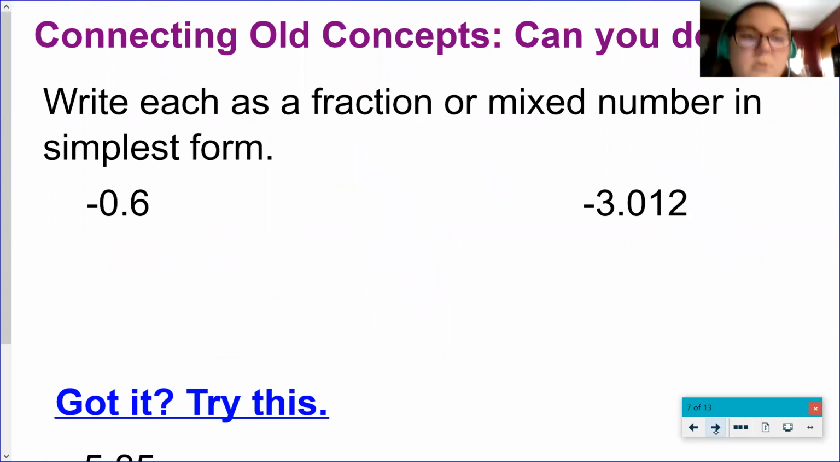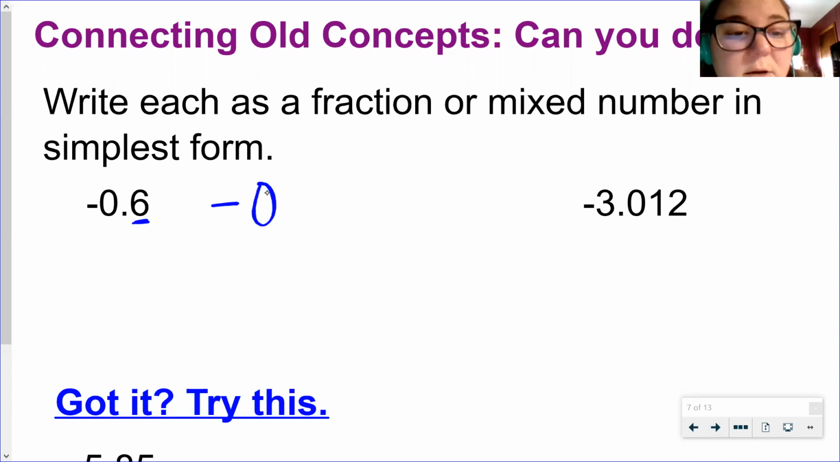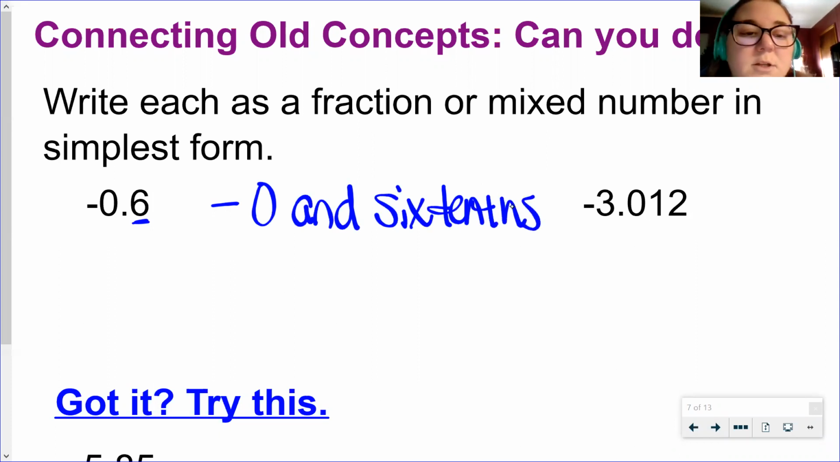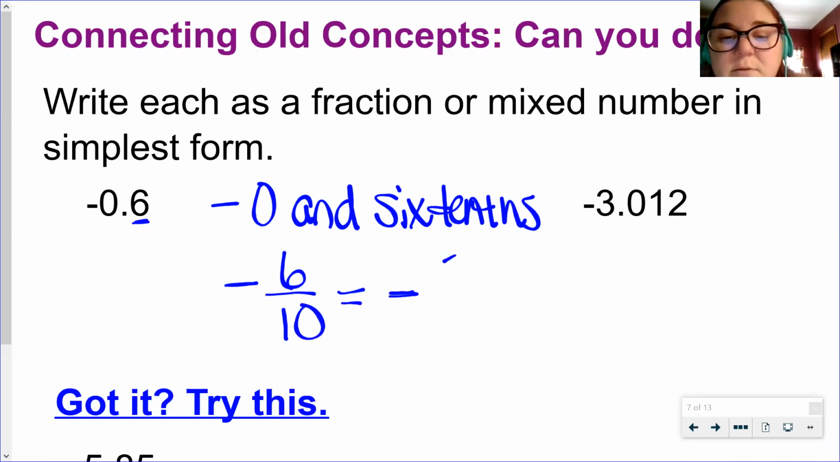All right, so now we're just going in the opposite direction, connecting an old topic with a new topic. So let's see if we can do this. Write each as a fraction or mixed number in simplest form. Okay, so how do I say this? This is negative 0 and 6. Oh, it's in the tenths place. So it'd be negative 6/10. We don't have to say negative 0. So it'd be just negative 6/10, which then would be a negative 3/5 by cutting it in half.